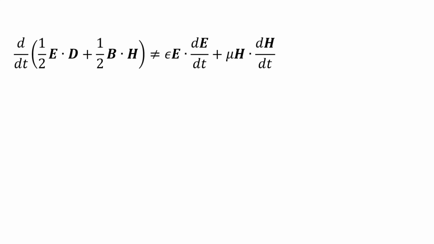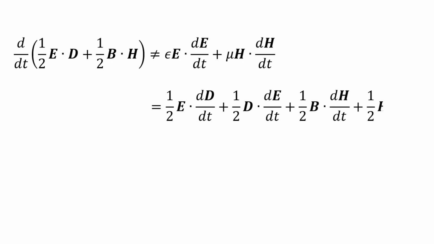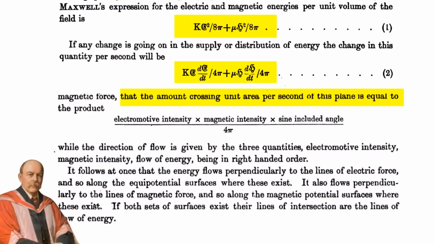Instead, it equals the far less elegant 1/2 E dD/dt plus 1/2 D dE/dt plus 1/2 B dH/dt plus 1/2 H dB/dt. Whew! However, that was the faulty logic Poynting used to derive that the energy flows where the amount crossing the unit area per second of this plane is equal to the electromotive intensity times the magnetic intensity times the sine of the included angle, with the direction of flow being in the right-hand order.